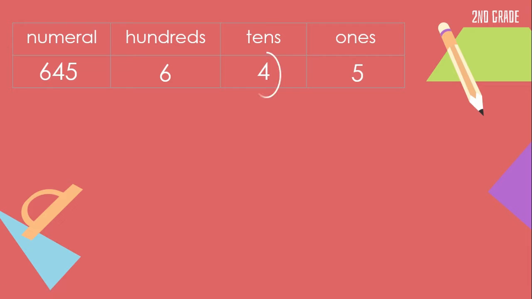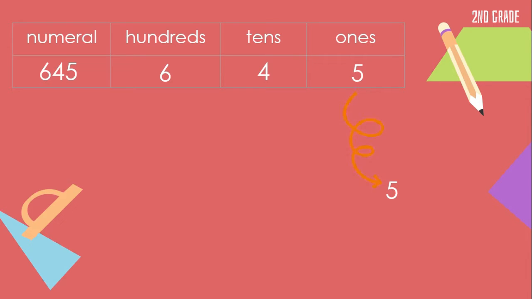4 is equivalent to 40. Very good. Since 4 is in the tens place value. And 5 is equivalent to 5. Magaling. Because 5 is in the ones place value.